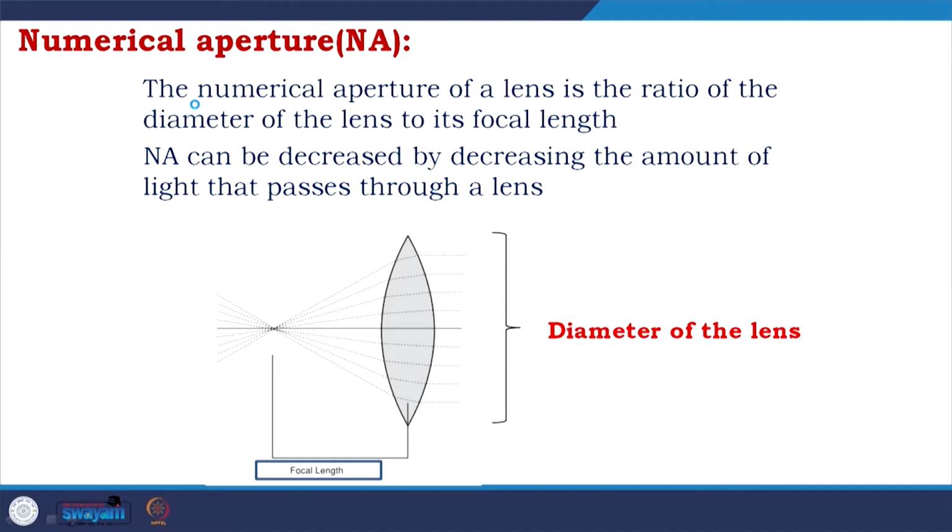Numerical aperture, NA: the numerical aperture of a lens is the ratio of the diameter of the lens to its focal length. So, if you see, this is the focal length from the object to the lens, and numerical aperture can be decreased by decreasing the amount of light that passes through the lens. This is the diameter of the lens and the focal length, that is called numerical aperture.